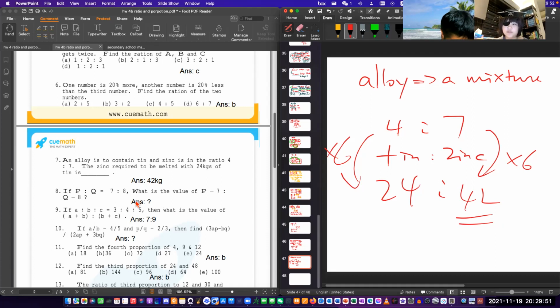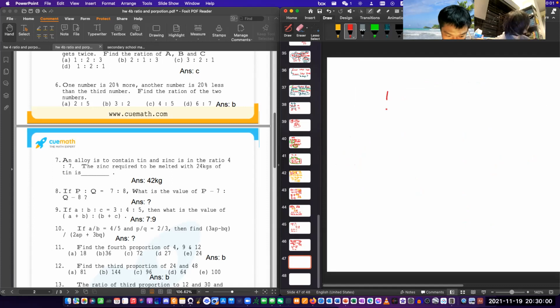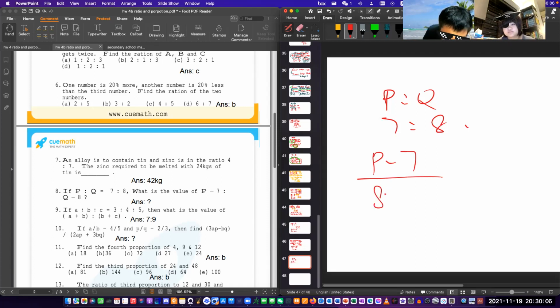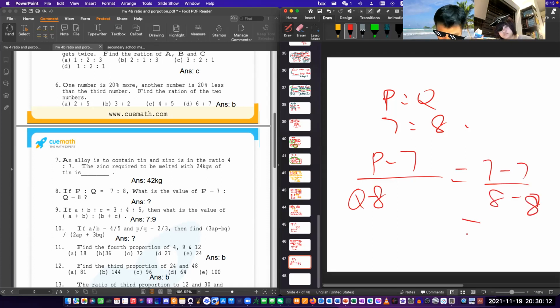I have big brain. Yeah, what is the value of P minus 7 to this? This is simple. So P and Q are 7 to 8. So basically P minus 7 over Q minus 8. So P is 7 minus 7, Q is 8 minus 8. Basically you have 1 to 1. So what is the value? They ask for value. Value means they want the final answer. So the final answer is 1.